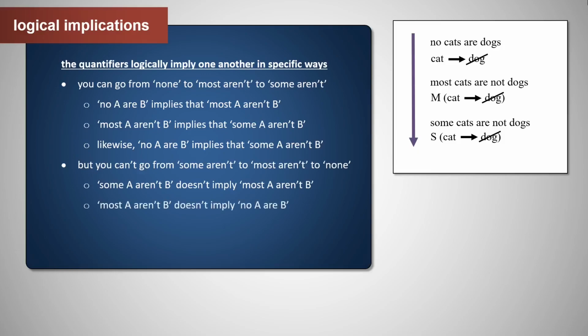And same thing from more than half to none. So most A aren't B doesn't imply no A are B, and likewise you can't close that and start from the bottom and go to the top, from some to none. So once again, you can go from all to some, and you can go from none to some aren't, but you cannot go in the reverse direction. You can't go from some to most to all, or from some aren't to most aren't to none.